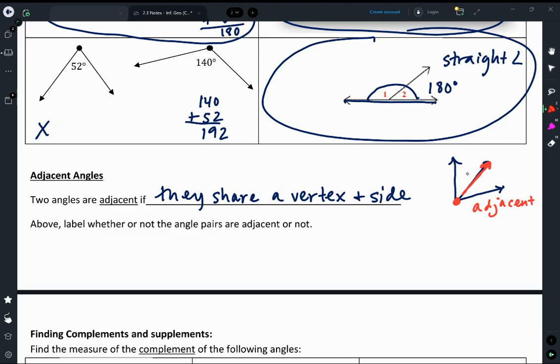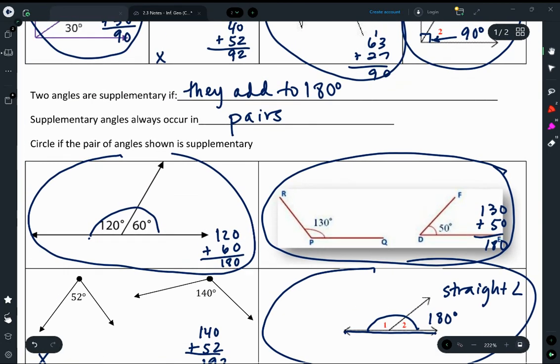So angle 1 and angle 2 would be adjacent. So angles that are not adjacent would be like this angle 1 over here, and then angle 2 is over here. They are not connected to each other. They do not share a vertex or side. So we're just going to go back up through and label whether they are adjacent or not. So let's just use the letter A for adjacent, and I'll use this other color.